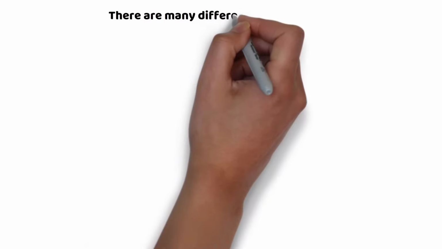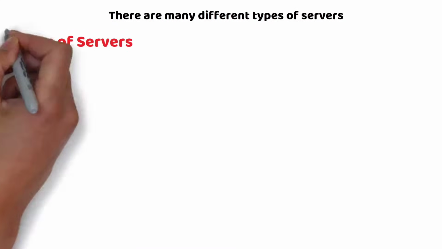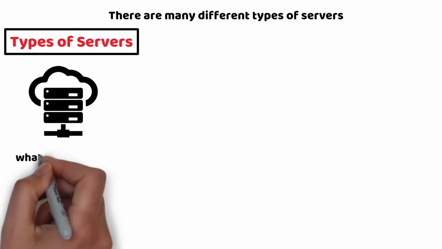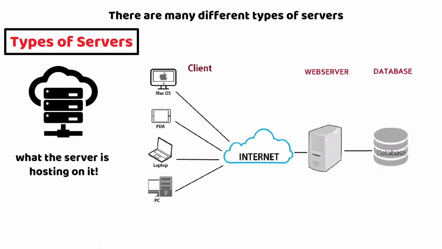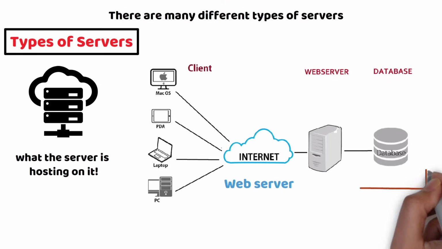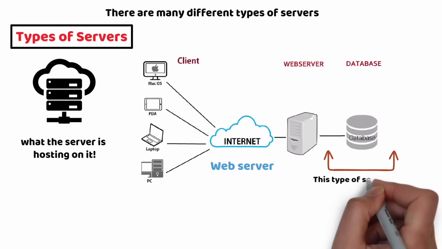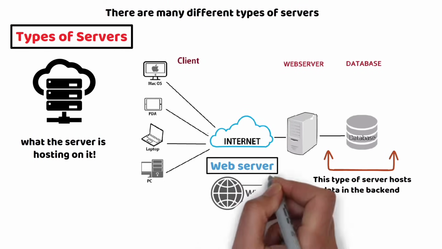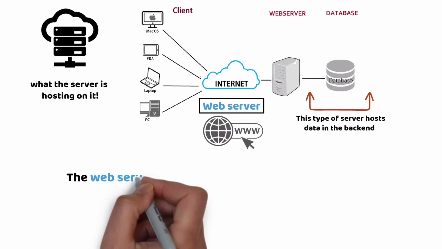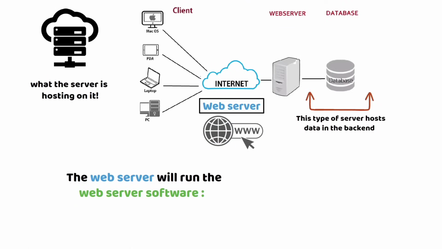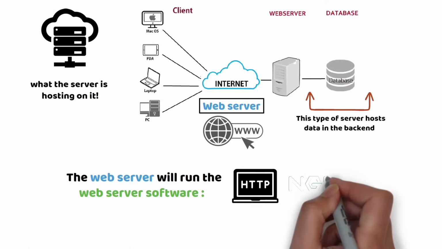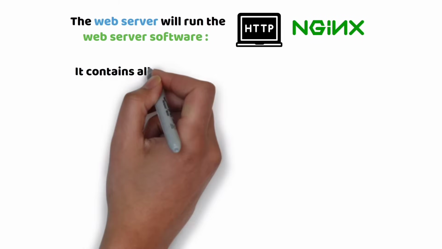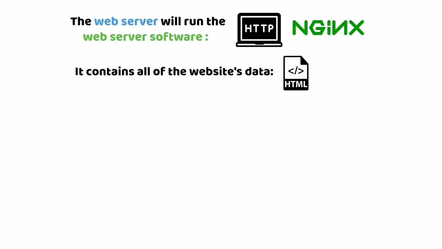Now, there are many different types of servers. Types of servers. There are many types of servers depending on what the server is hosting. For example, a database server. This type of server hosts data in the backend. A web server hosts a website. The web server will run web server software, like HTTP, NGINX. It contains all the website's data, including the HTML code and graphics.